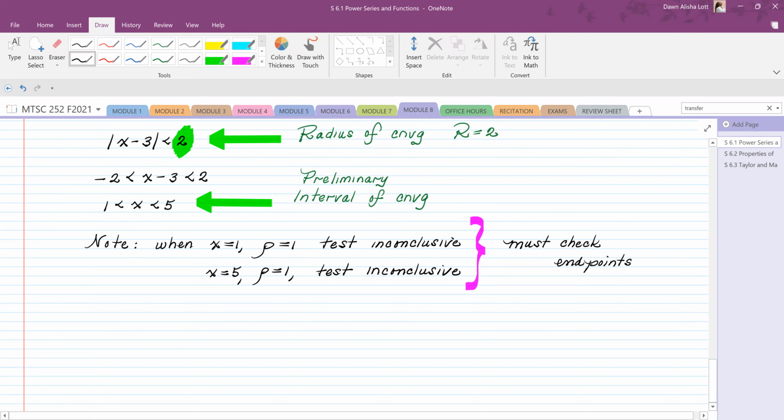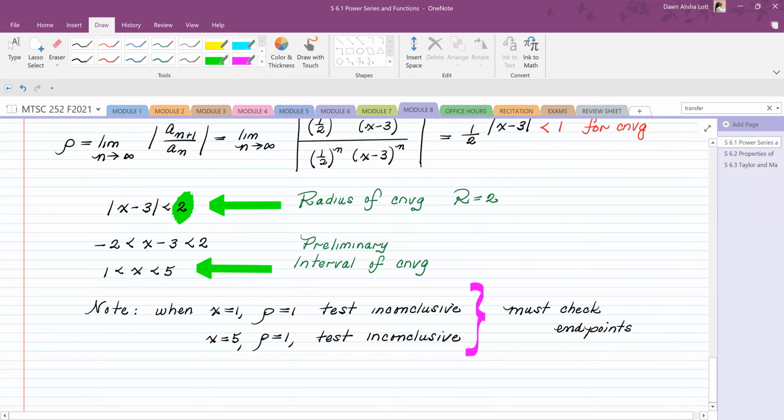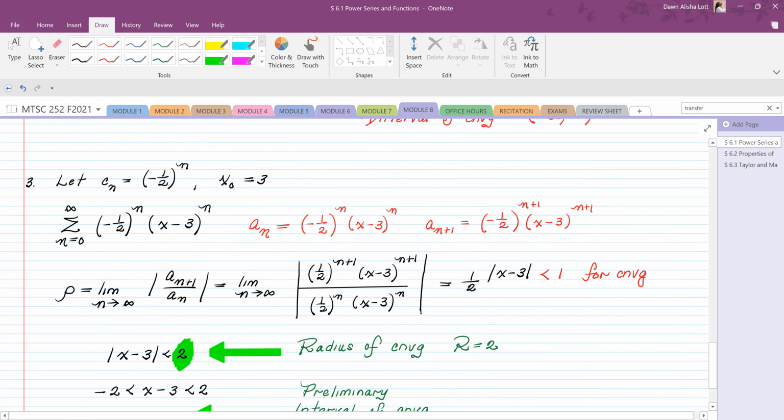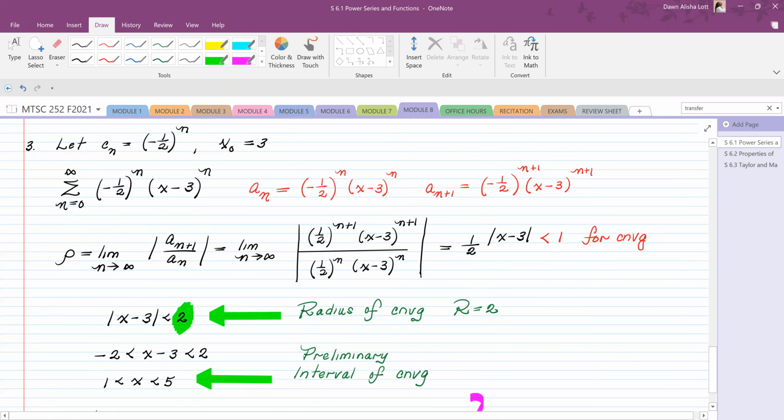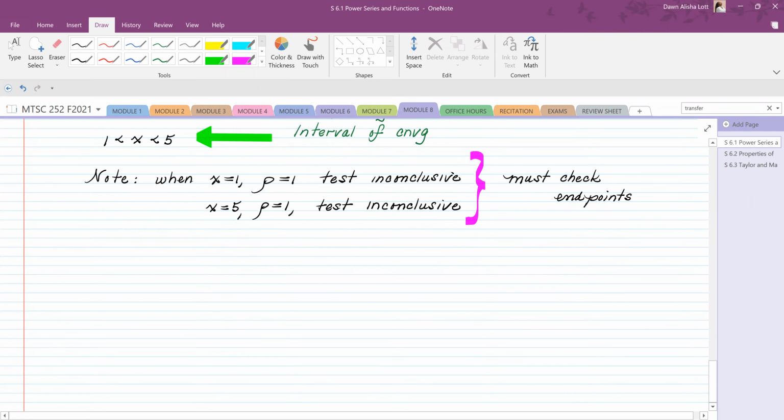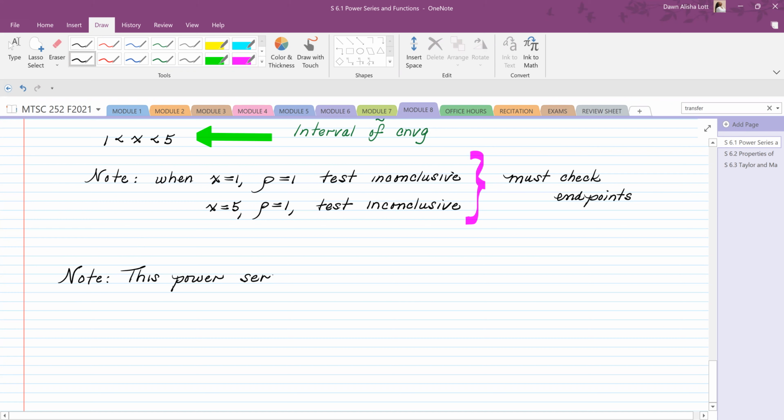Okay, so I'll show you how to do that on the next example. Because for this example, we don't need to check the endpoints. And the reason why is because this is a geometric series. Okay, so note this power series is a geometric series.